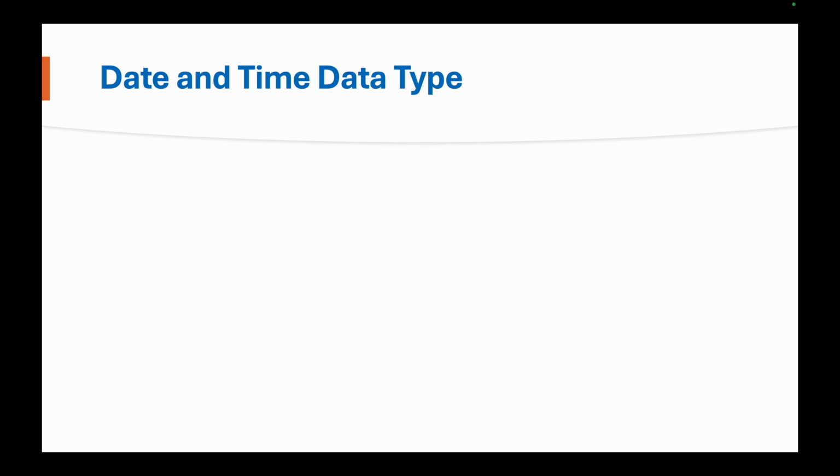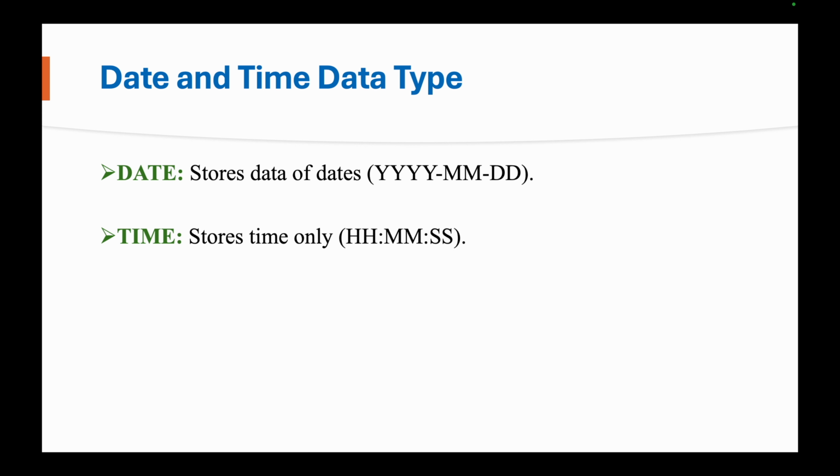In order to store date and time, we have date and time data types in SQL. Date data type is used to store the data of date, and the format is as shown here. Similarly, the time data type is used to store the data of the time as mentioned in the format style. And datetime stores both date and time data.